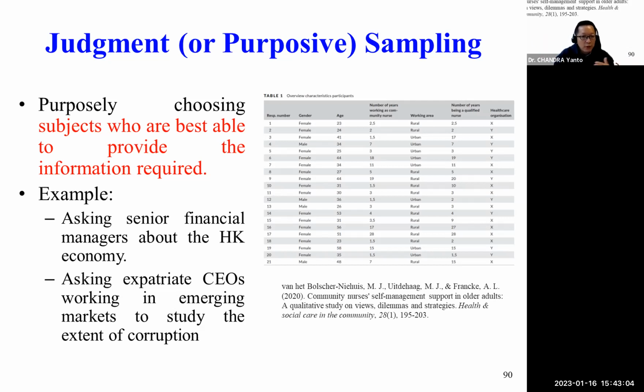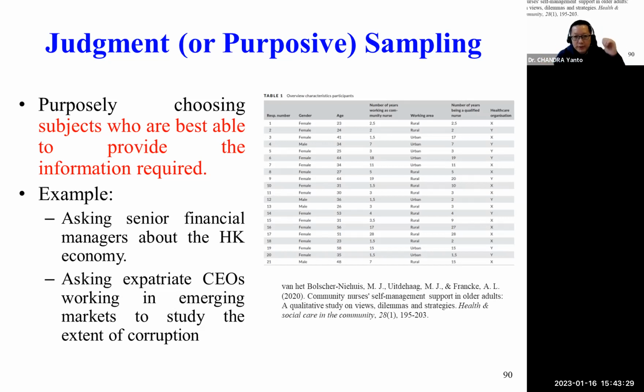You can ask a number of CEOs and study how they feel about corruption, what they think about corruption, and the implications of corruption. In the table that I show here is one example of a study of how nurses are supporting the elderly. So in order to study the elderly, they're studying the nurses who take care of the elderly.